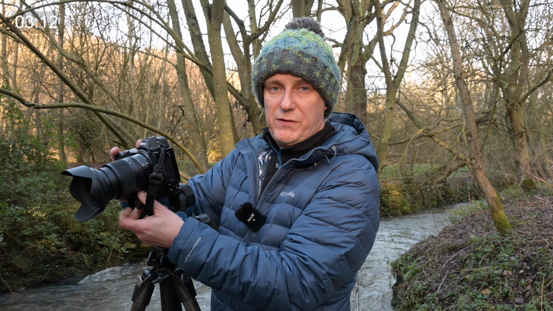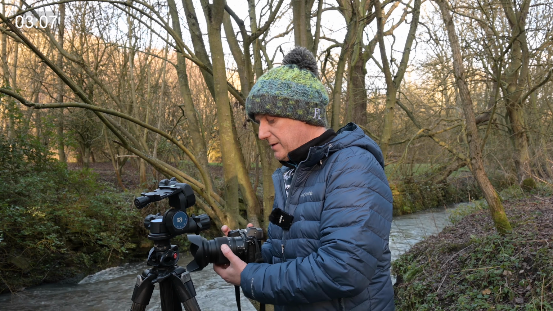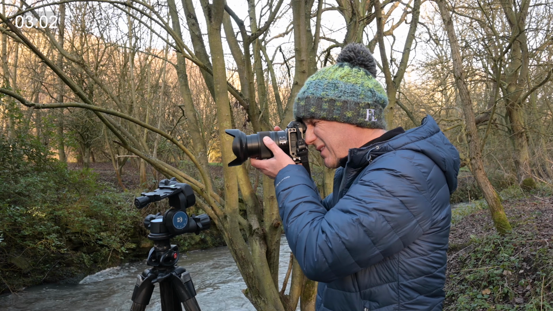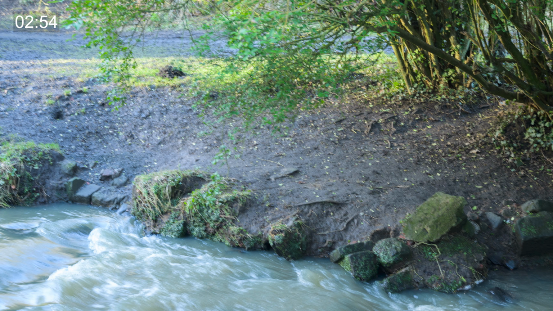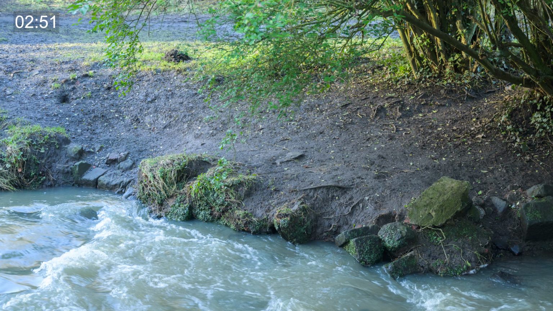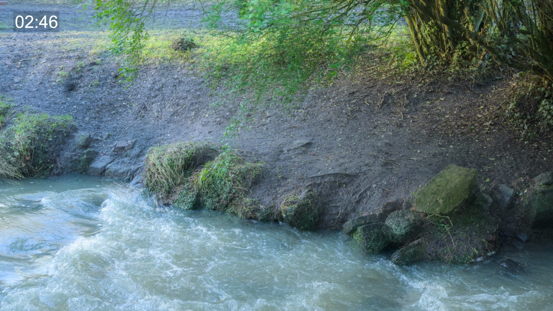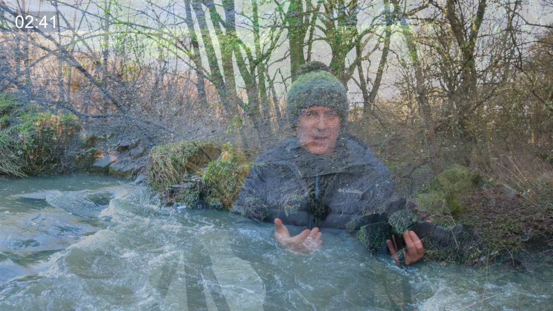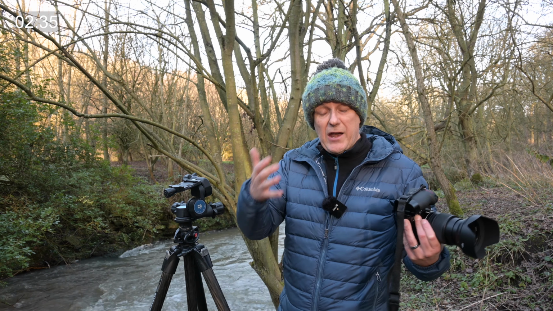For example, I'm going to remove the camera from the tripod, and I'm just going to take a couple of shots handheld, one at 1 second, another at a 30th of a second, one at 60th, 125, 250, 500th. And what you will see is that it's very hard to keep a camera shake free at the longest shutter speed.